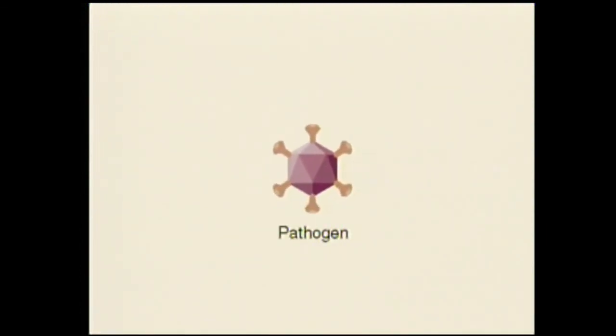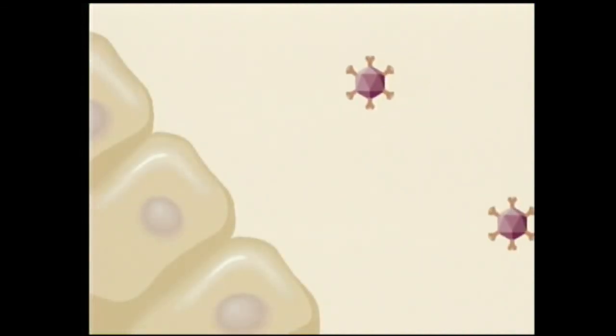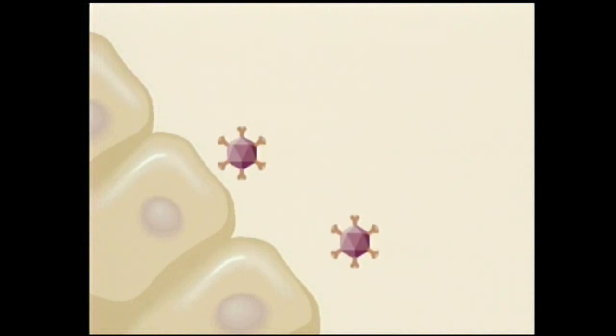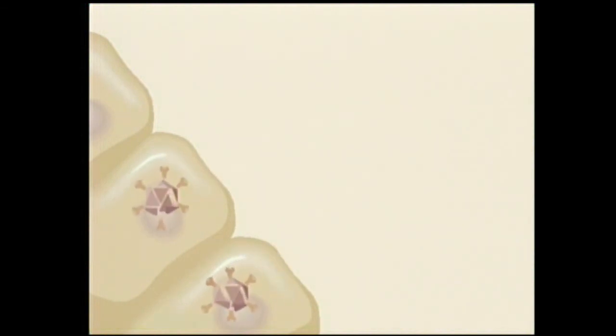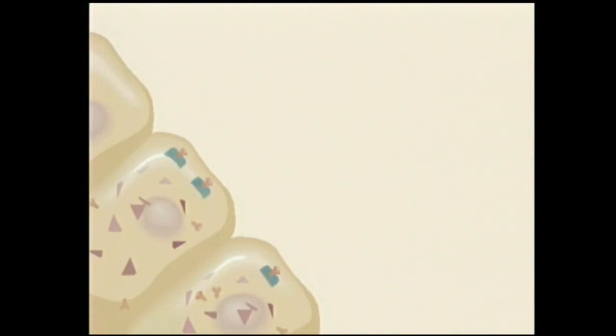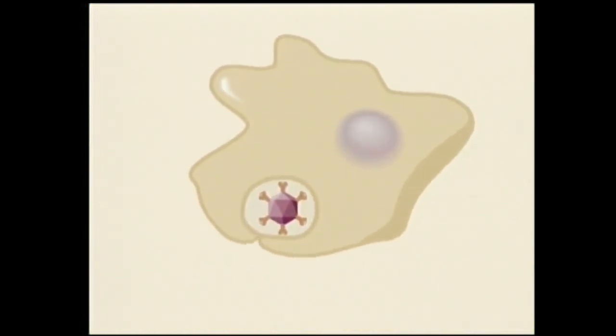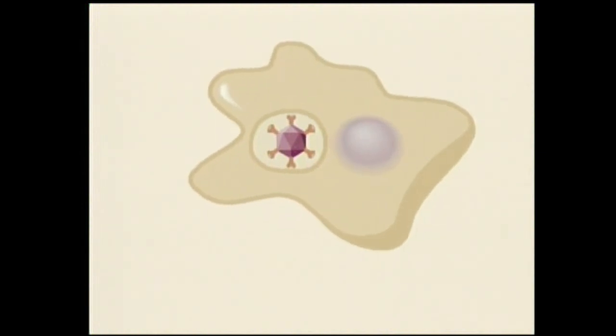Pathogens are disease-causing organisms. Pathogens have unique molecules on their cell surfaces called antigens. These body cells are about to be infected by a pathogen. The pathogen enters the cell, where it disassembles. Antigens appear on the surface of the infected cell. Some of the pathogens are attacked directly by the body's macrophages before they can invade a cell.